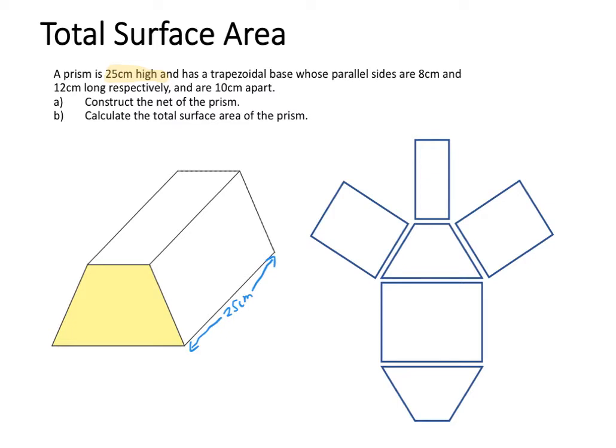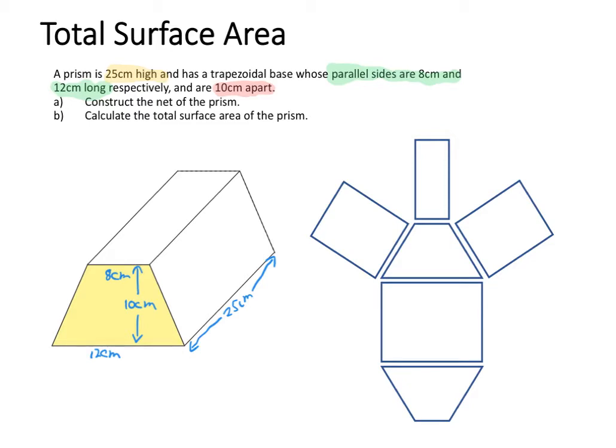The next measurements in the question is that the parallel sides are going to be 8 centimeters and 12 centimeters long. So they're talking about the parallel sides on the trapezium base. So I can go ahead and add them in. So the top side is going to be 8 centimeters and the bottom side is going to be 12 centimeters. And then the last measurement from the question that I can go ahead and add into my diagram is that those 2 sides are going to be 10 centimeters apart. So I can go ahead and add that in. So 10 centimeters from here to there. So that is all the measurements from my question that I've now added onto my diagram.